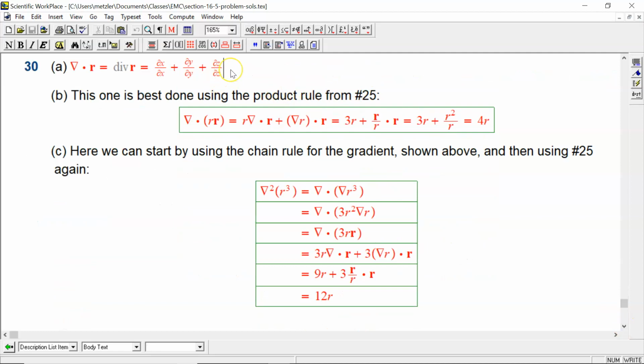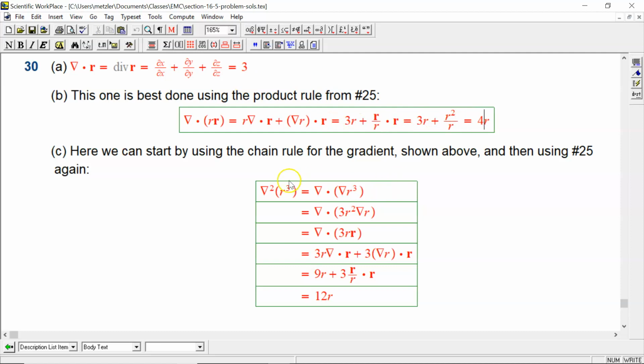And here, I just didn't finish the calculation. As I mentioned, the divergence of R is just the number 3. 30b is a really good one to do with the product rule for the divergence. You get the function R coming out times the divergence of the vector field R. Then you get the gradient of the function R dotted with the vector field R. The gradient of R, again, is R over R.